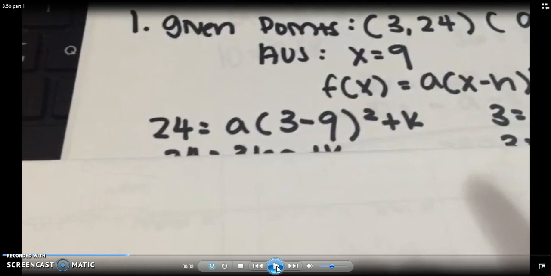And the equation we will be using is f of x equals a parentheses x minus h parentheses squared plus k. And so you will have two equations because there are two sets of points. So for my first set of points, my equation would look like 24 equals a parentheses 3 minus 9 parentheses squared plus k. I got the 9 from the AOS because your 9 is your h, and the 3 is your x, and 24 is your y.